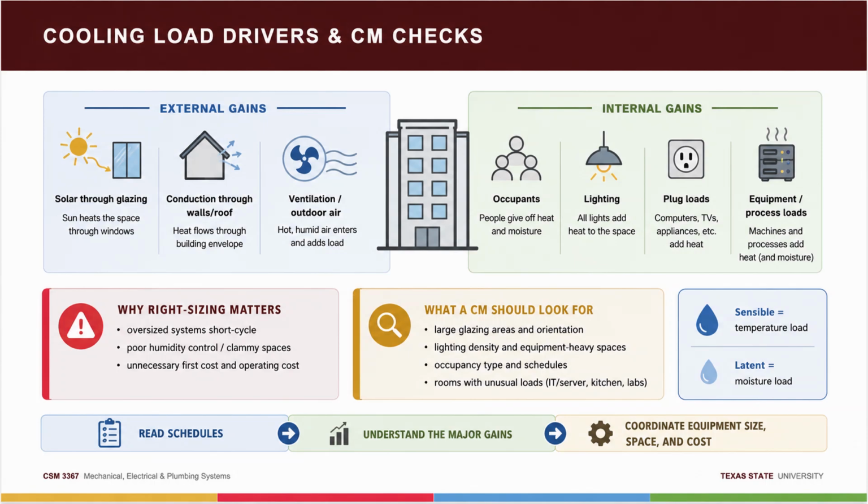Now, why should a construction manager care about the split and not just the total? Three field reasons. One, comfort complaints. A space can sit at exactly 74 degrees and still feel swampy and miserable if the humidity is high. It's cool, but it's clammy. That is a latent load problem, and it usually traces back to equipment that has plenty of sensible capacity but was never given the runtime or the coil conditions to dehumidify. Hold that thought. It comes back with a vengeance when we talk about oversizing.